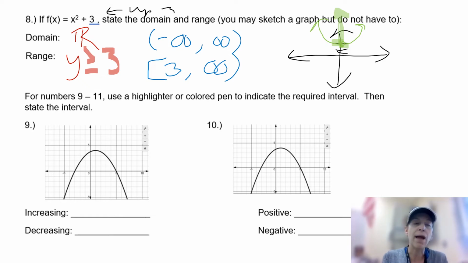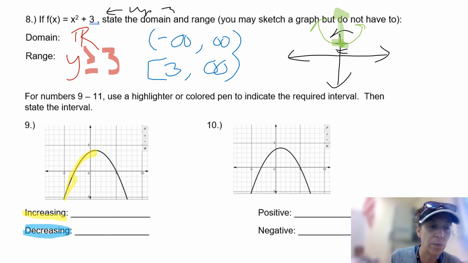For numbers 9 through 11, use a highlighter or colored pen to indicate the required interval, then state the interval. So the first one is showing me, do you know what these intervals are? Can you identify them on a graph? The second question is, can you state them? So I'm going to grab my highlighter, and what I asked you to do in class was to color code it. So if you were doing increasing, then highlight the word increasing and then the corresponding piece of the graph. And then when you go to do decreasing, highlight the word decreasing and then the corresponding piece.